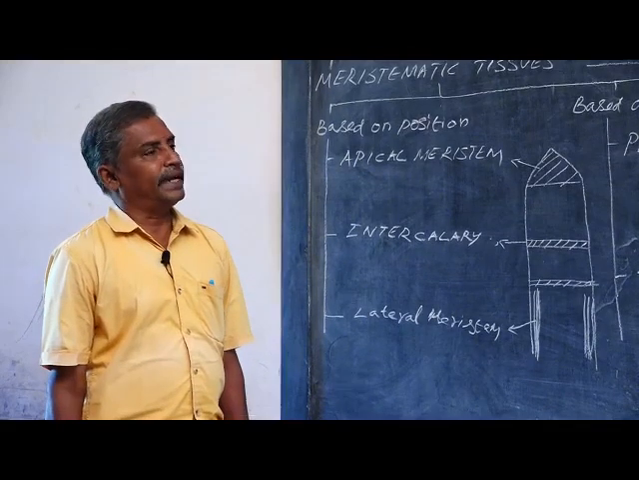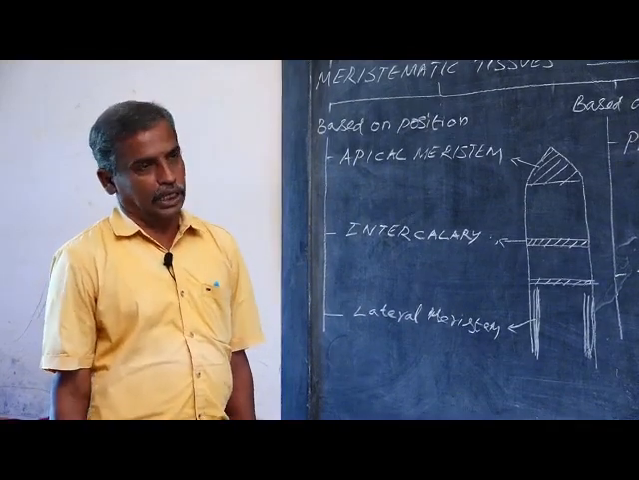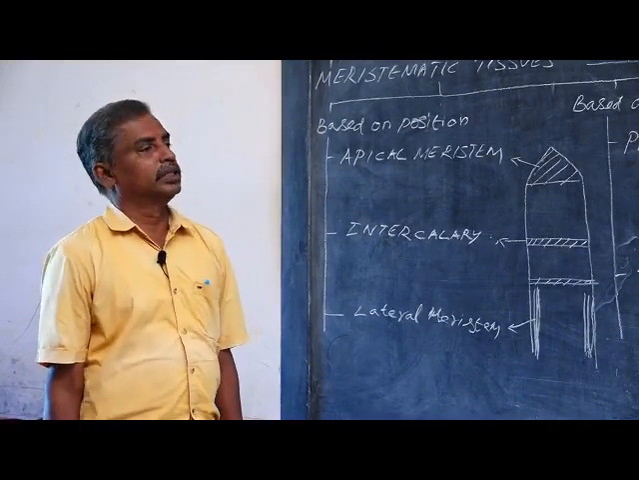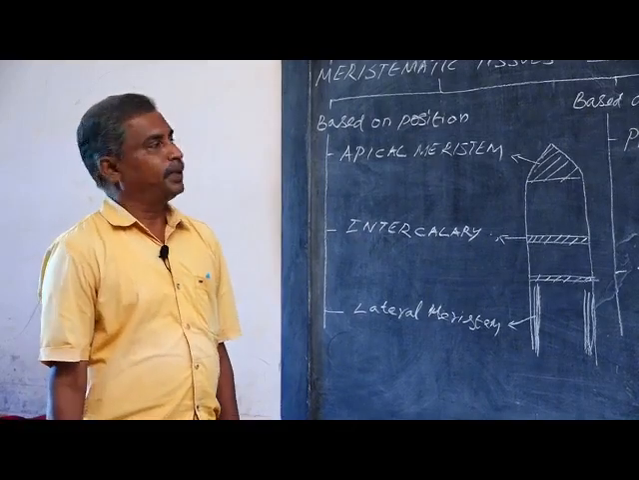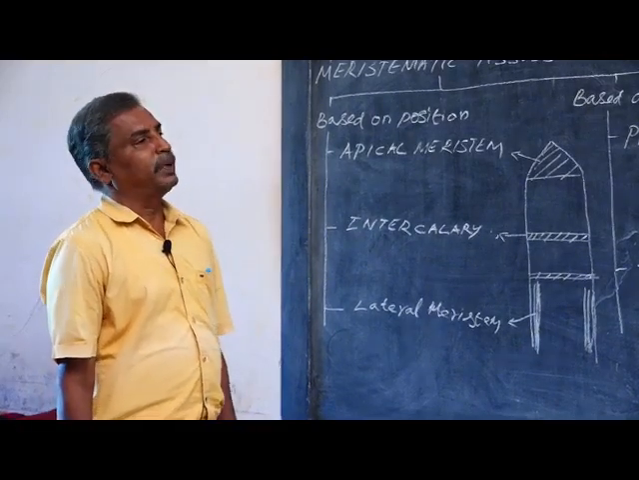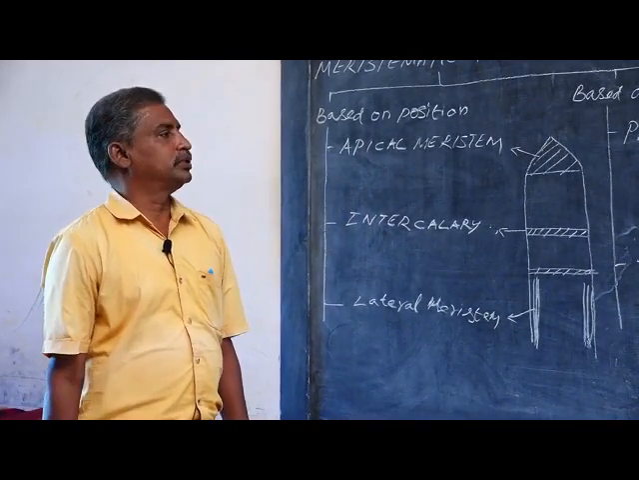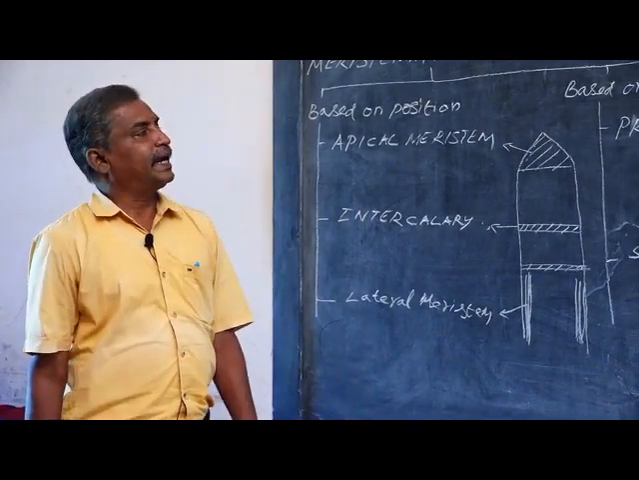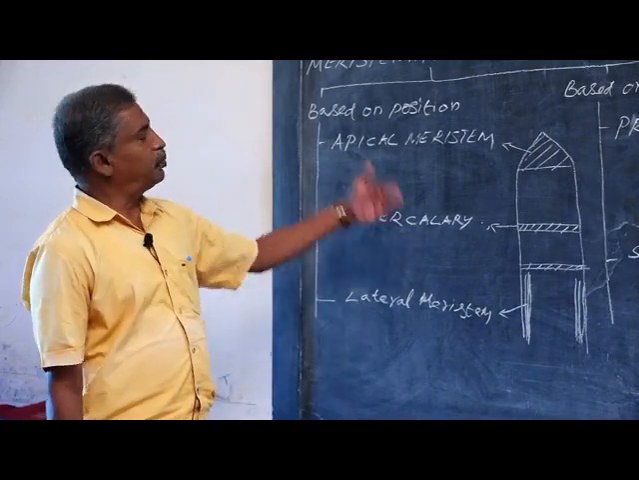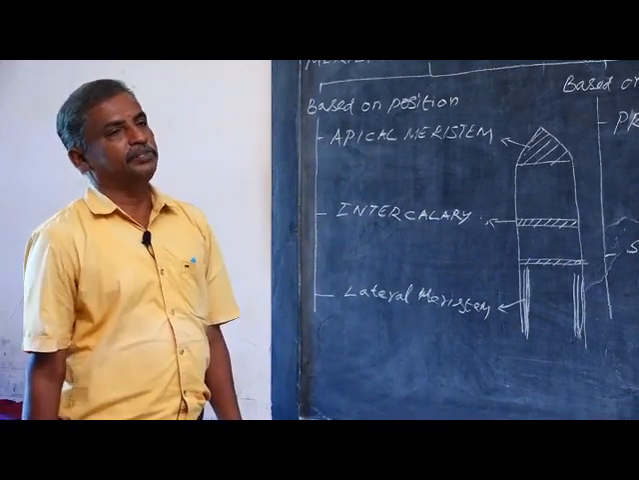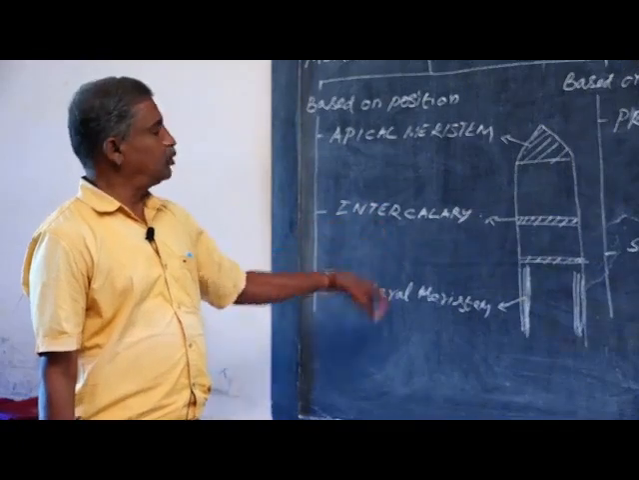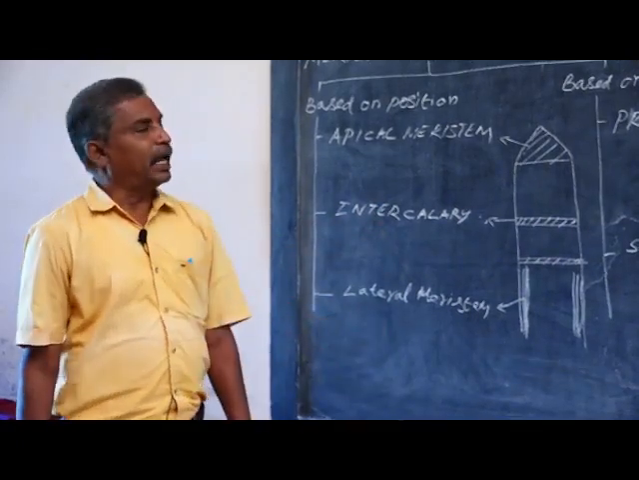In a dicot plant, there are two types of growth. One is the primary growth, the other is the secondary growth. Primary growth is by the apical meristem and intercalary meristem. Secondary growth is by the lateral meristem. So, based on the position, there are three types of meristem: apical meristem, intercalary meristem, and lateral meristem.